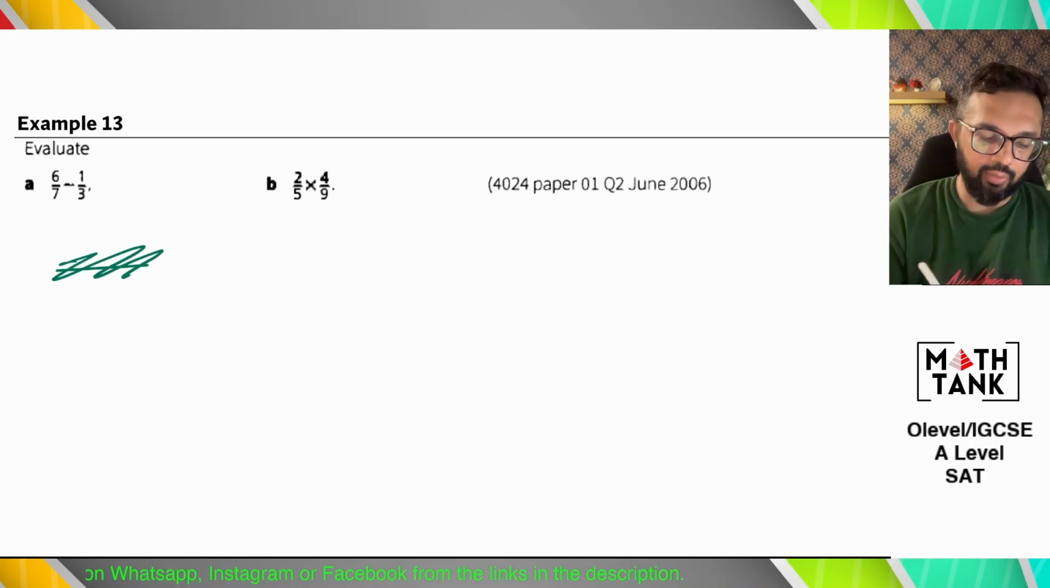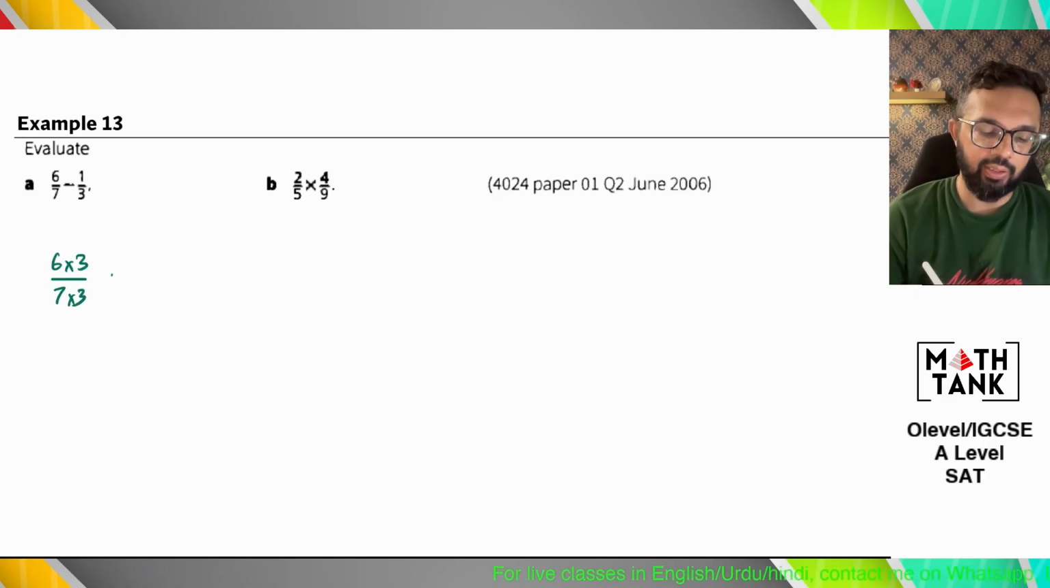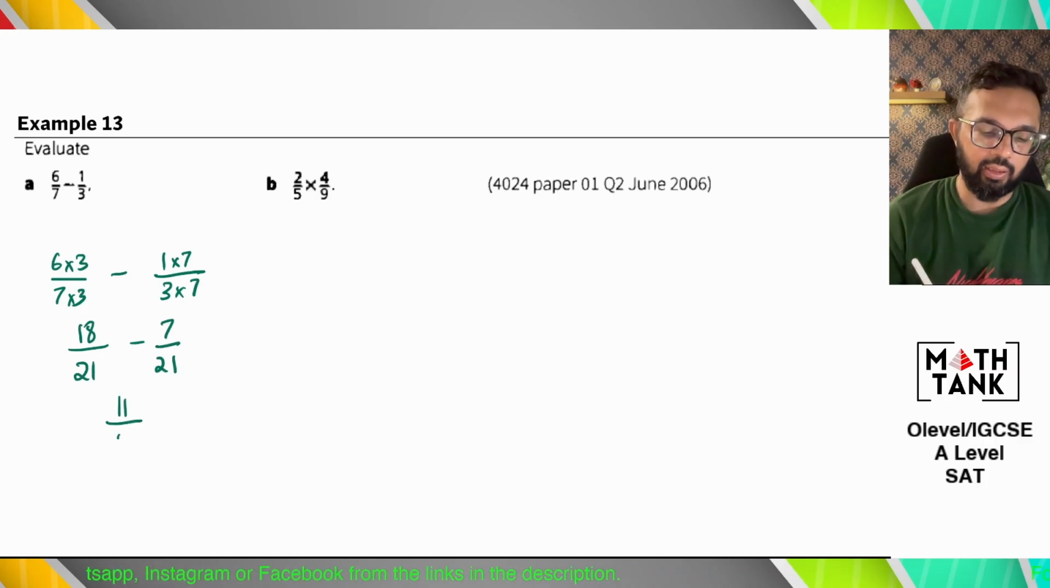Subtraction. So again, you think about what the common denominator might be. 7 and 3 will have a common denominator of 21. So you multiply this by 3 and you multiply that by 3 as well. In order to make this 21, you will have to multiply by 7. This becomes 18 over 21 minus 7 over 21. That gives me 11 over.